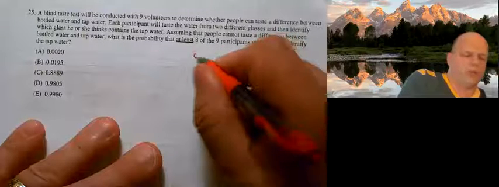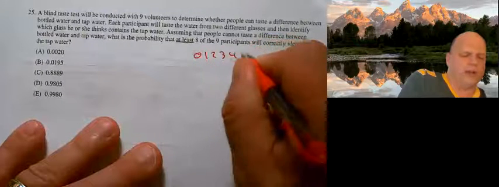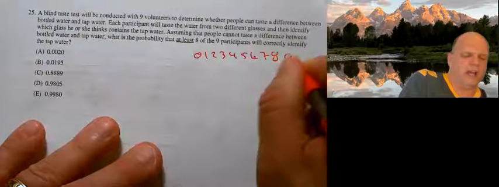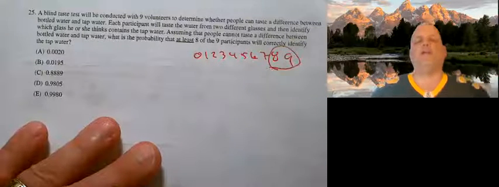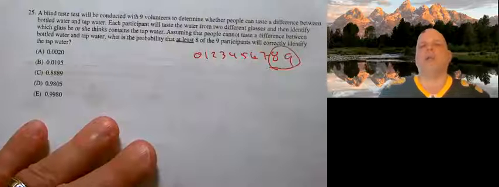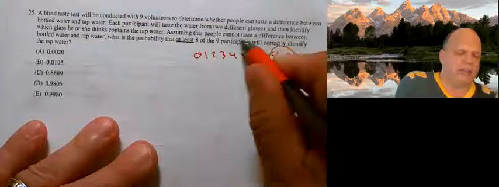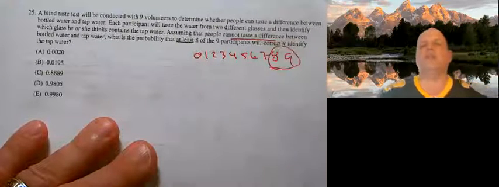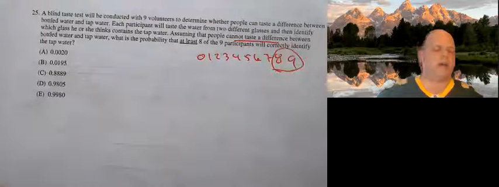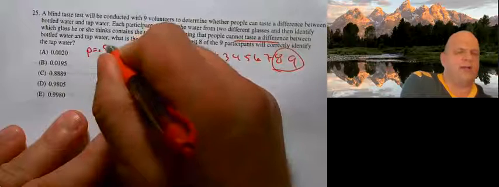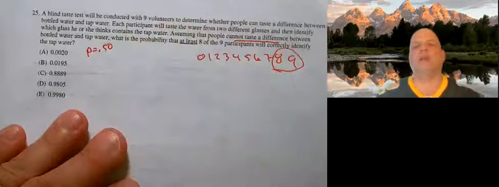So first off, 0, 1, 2, 3, 4, 5, 6, 7, 8, 9. These are the values we're interested in. We need to figure out the probability. But it says that they cannot taste a difference, which means they're equally likely to choose one or the other. If you're equally likely, that means your probability is 0.50. It's like flipping a coin.